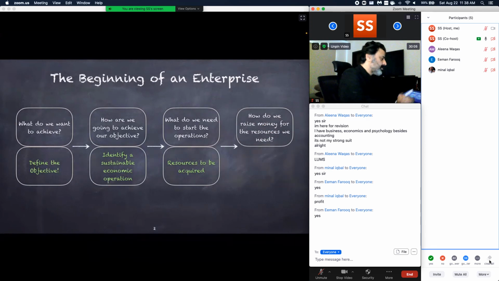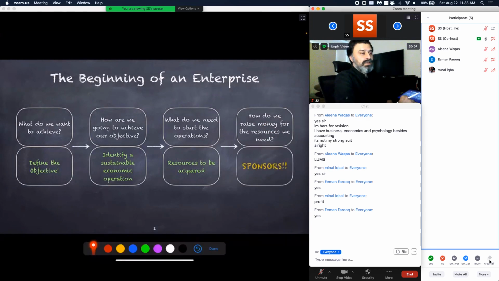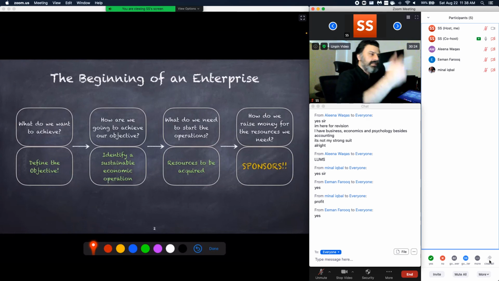So basically, the biggest question of all: sponsors of this enterprise. Who is going to fund this enterprise? Who is going to provide money to this enterprise, right? So who do you think is going to provide money for this particular enterprise? You can write anything in the chat box, whatever first thought you come across. Give me an answer. What do you think? Who's going to fund this enterprise?